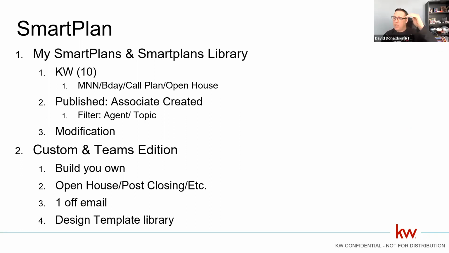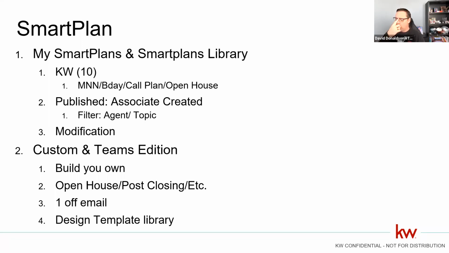So you've got KW ones, you've got agent created ones, and you have the ability to be fully customizable and build your own, right? If you are on teams, teams can create them or copy them and bring them into their library for the agents and their teams to use. So that's also another great benefit. You can use smart plans to send a single email out to people. I utilize that a lot.